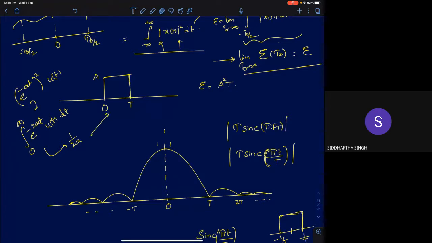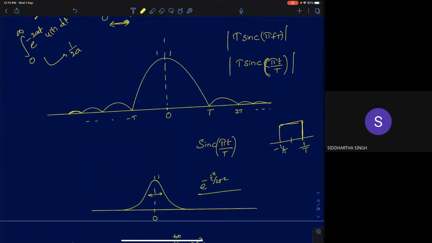A signal which exists for a duration of t seconds with an amplitude a. So you can directly compute its energy, a square t. You just find the integral, and you will just get a square times t. So the energy here is proportional to the width of the signal in time.